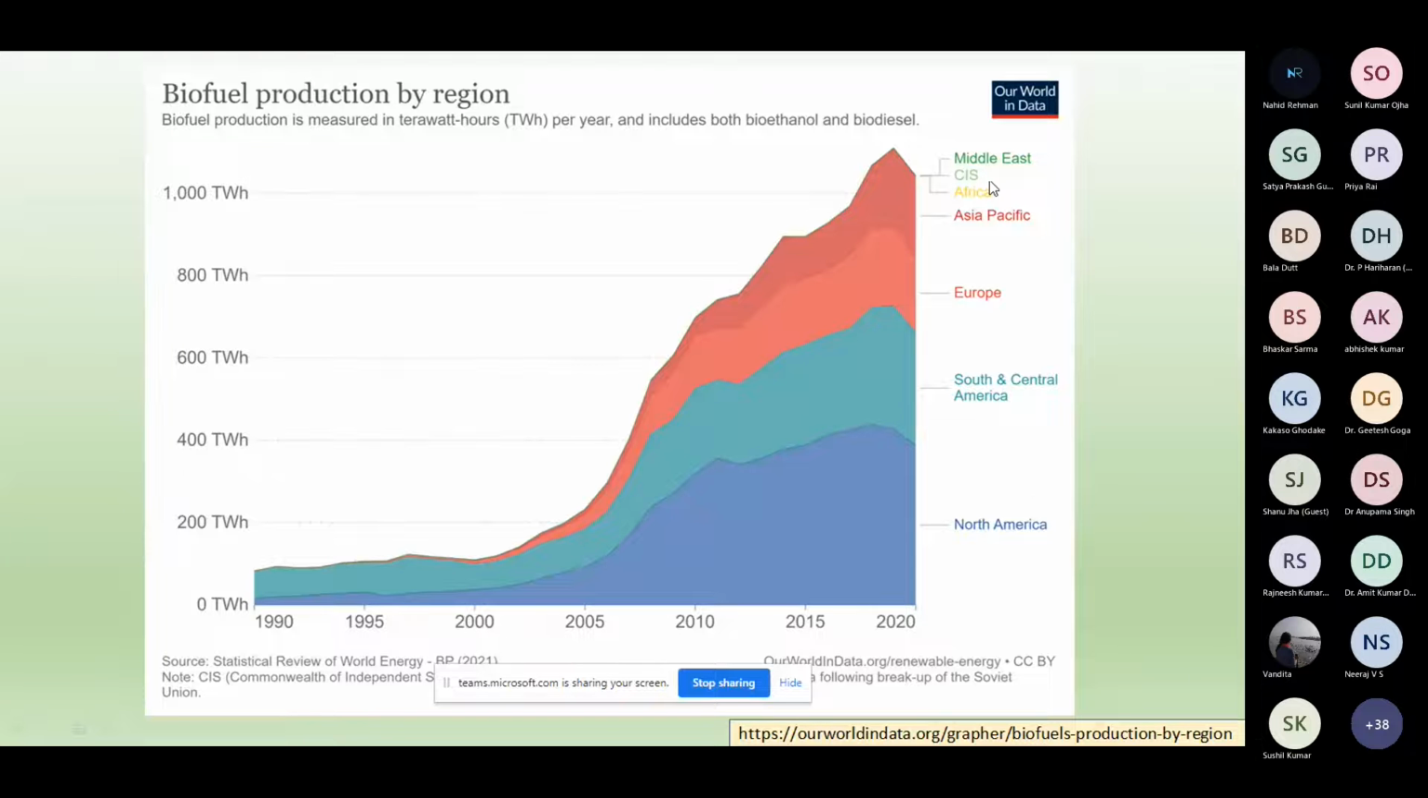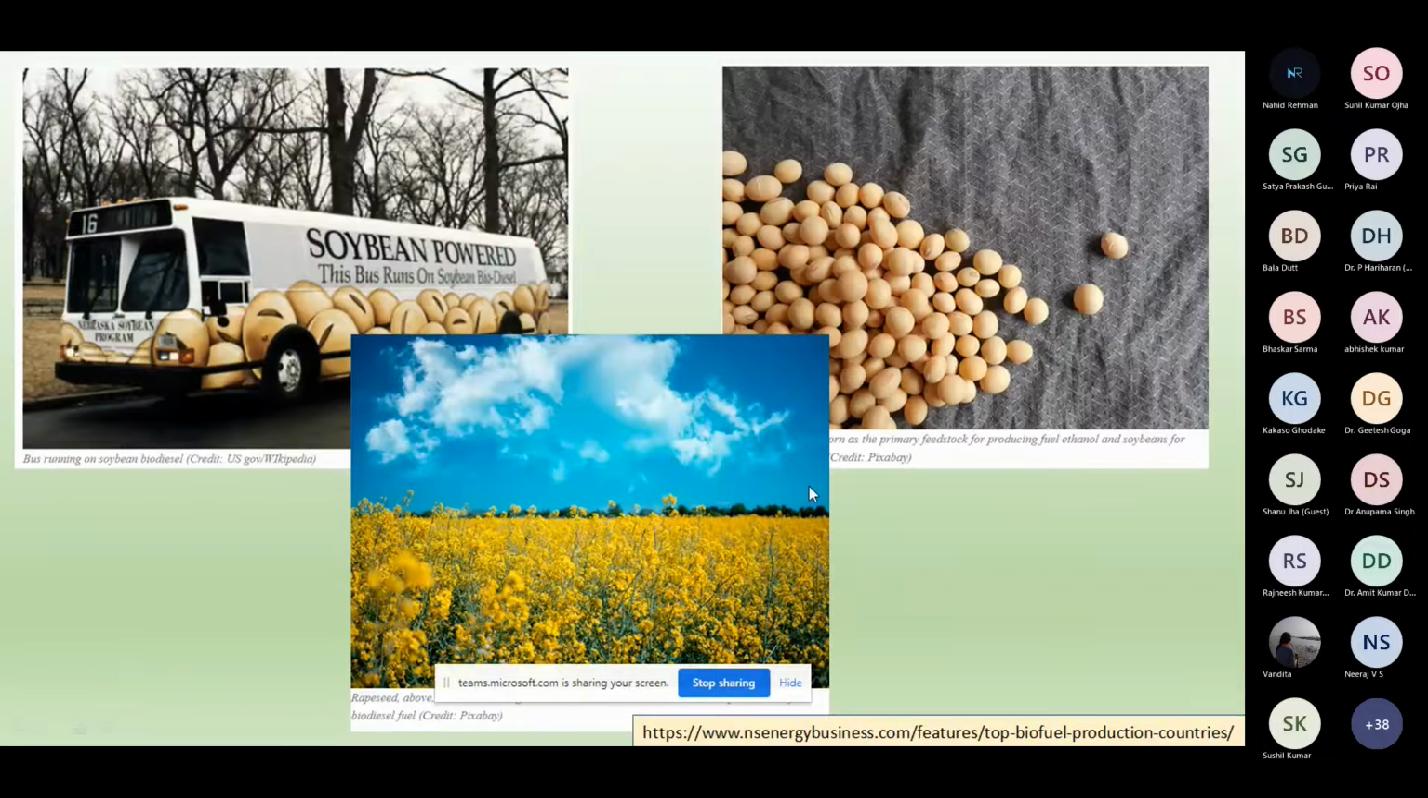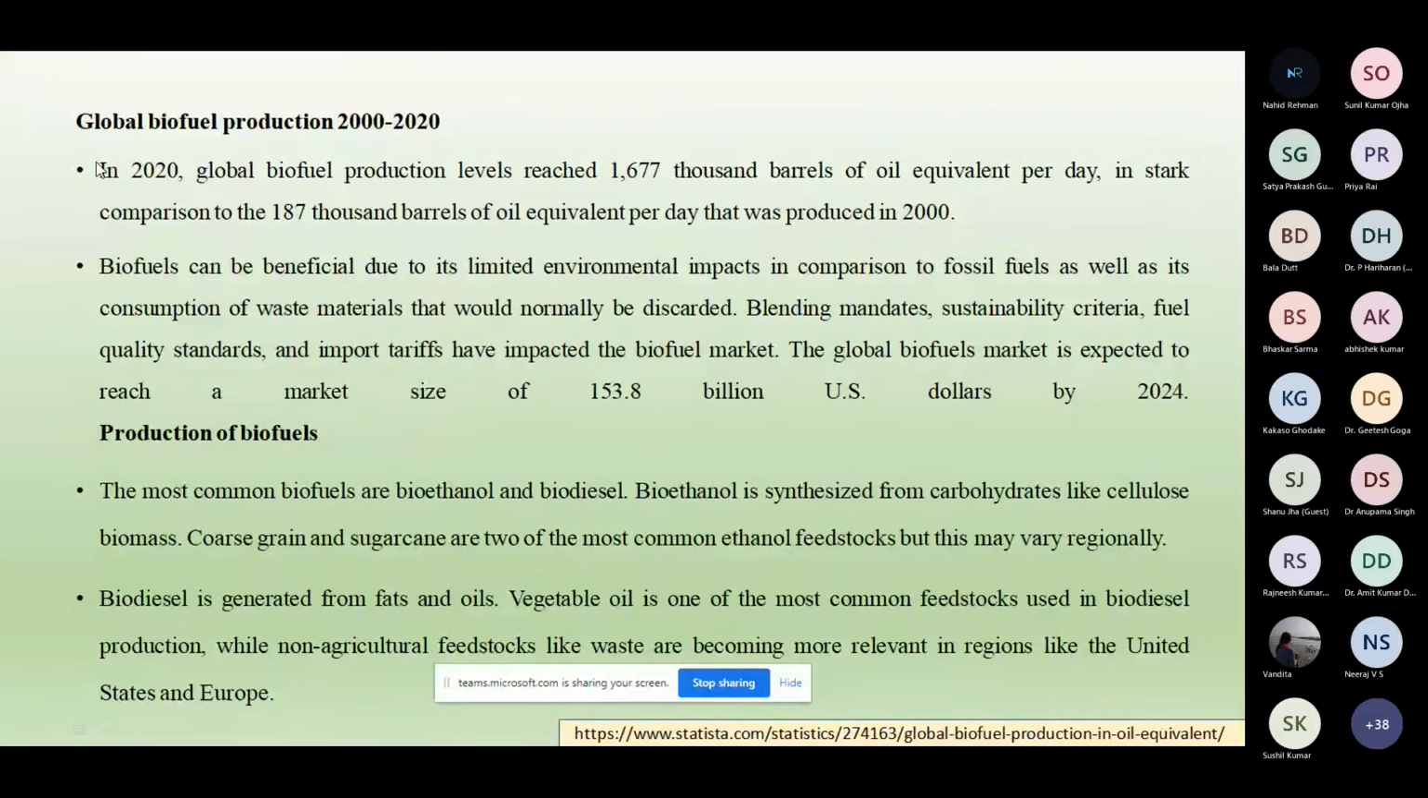So you can see here the biofuel production by different countries. And here you can see the biofuel energy production in terms of terawatts. The US is leading in comparison to Brazil, the United Kingdom, and Mexico. So if you see the global biofuel market, it is expected to reach a market size of 153.8 billion US dollars by 2024. So this is what is being targeted for biofuel production.